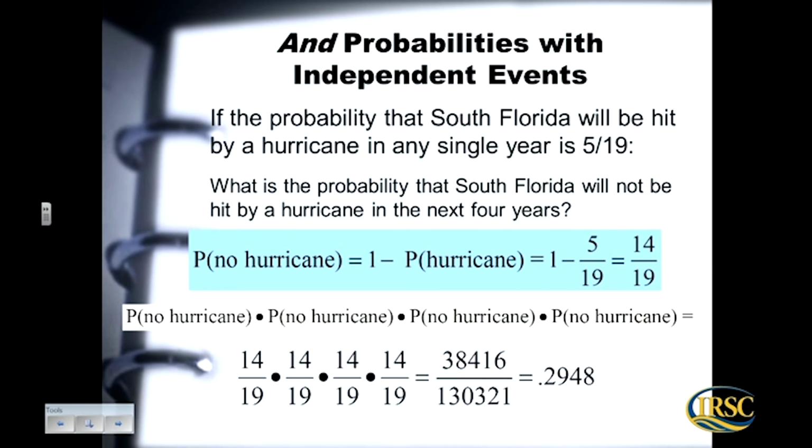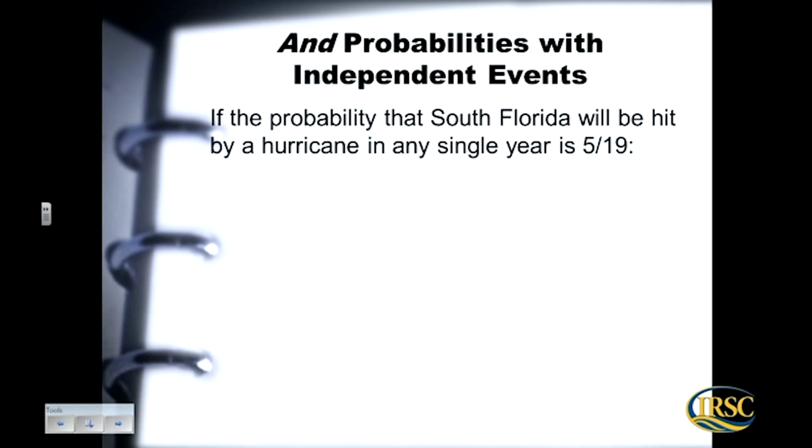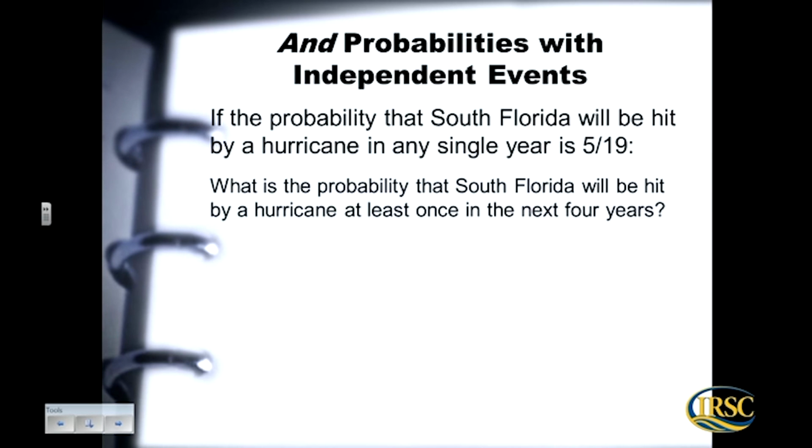Now, 30% still is not a high probability. It's still below that 50% range, right? Okay, so then the real question would be, what is the probability that South Florida will be hit by a hurricane at least once in the next 4 years?